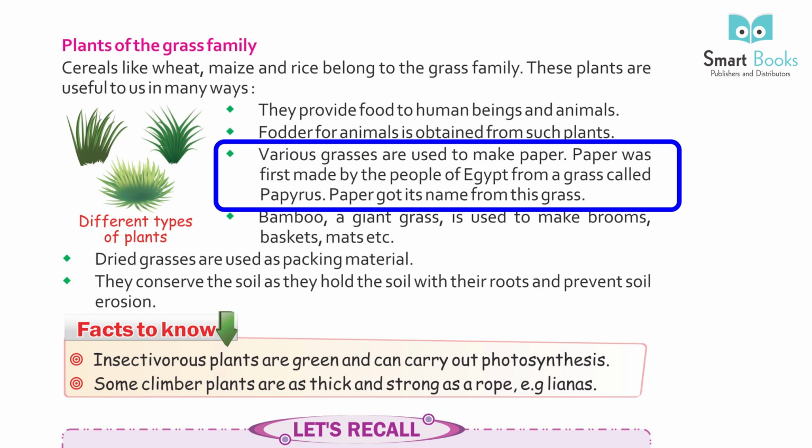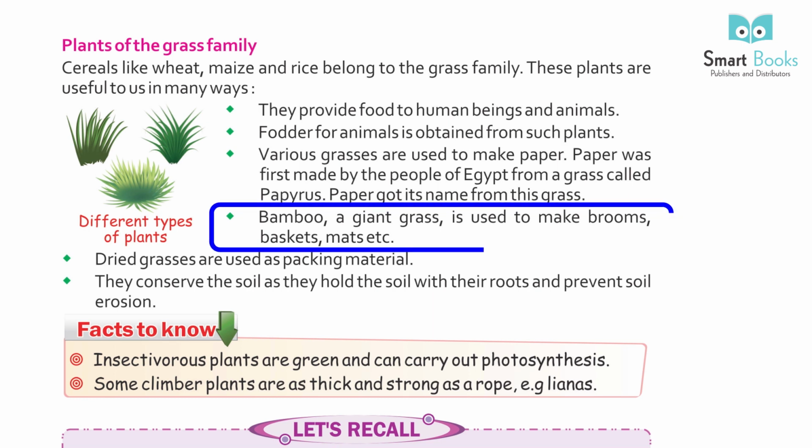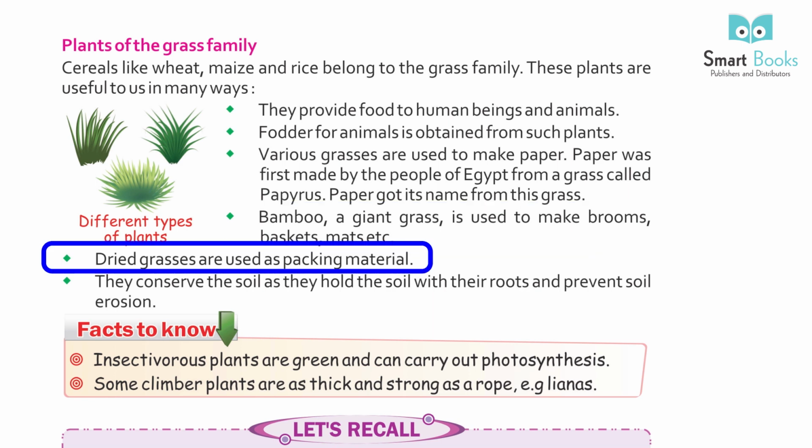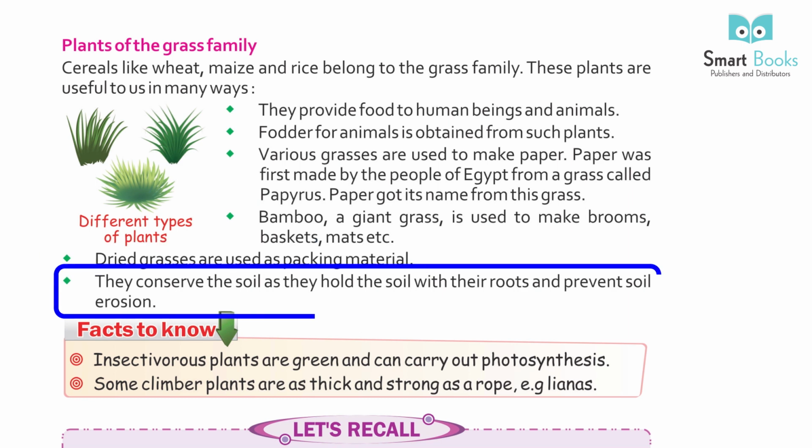Paper got its name from the grass. Bamboo, a giant grass, is used to make brooms, baskets, mats, etc. Dried grasses are used as packing material. They conserve the soil as they hold the soil with their roots and prevent soil erosion.